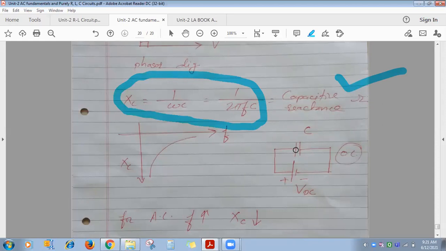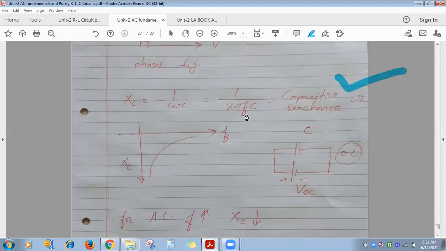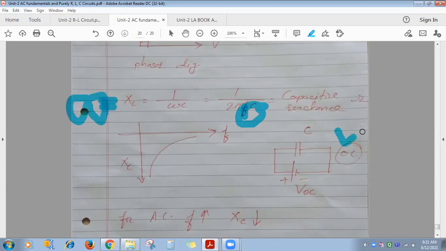So when you connect a DC voltage source across a capacitor, for a DC source we know the frequency is 0. So 1 divided by 0 will be what? Xc will be what? Infinity. Correct. It means that across DC, the capacitor acts as an open circuit. For DC, a capacitor acts as an open circuit.